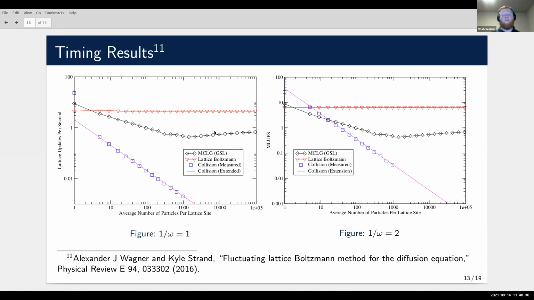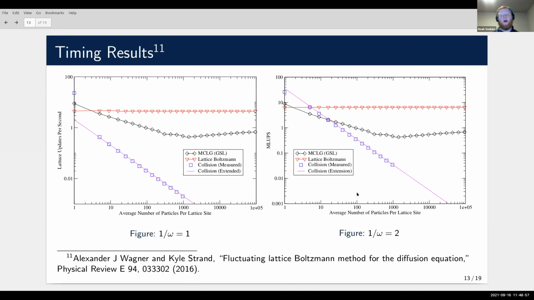These are all in million lattice updates per second. For some reason, that graph title didn't update. I'm sorry. But here then we have our Monte Carlo lattice gas, which is utilizing the GSL, which you can see, though it is not quite as efficient as the lattice Boltzmann, it is definitely within an order of magnitude or so, which is much better than the integer lattice gases in the past.